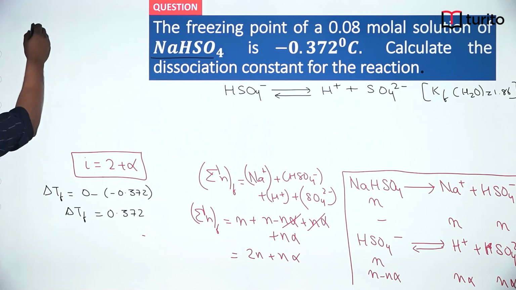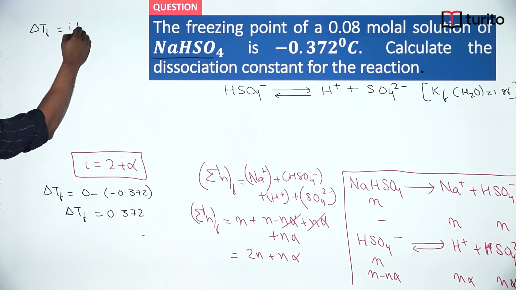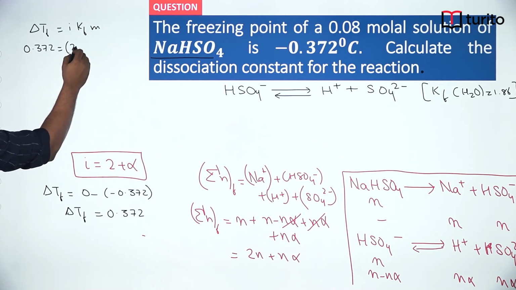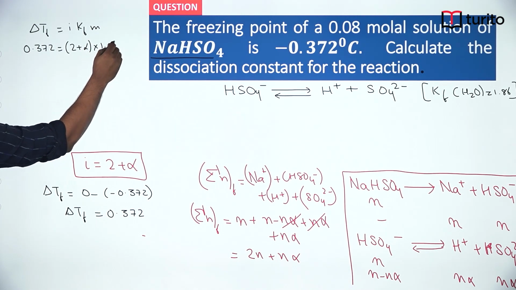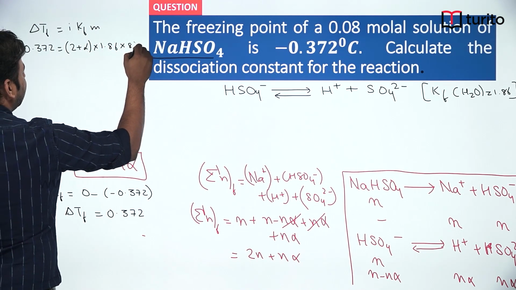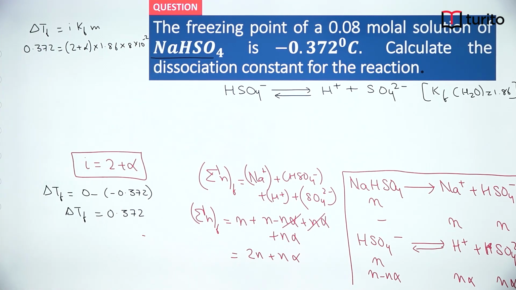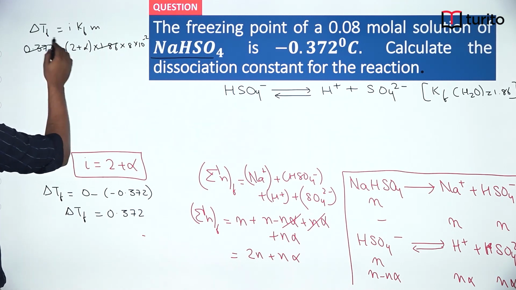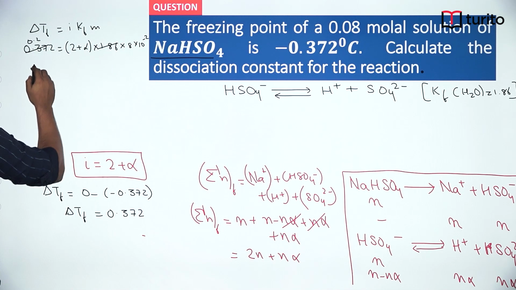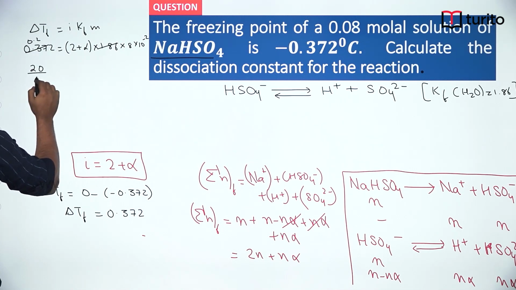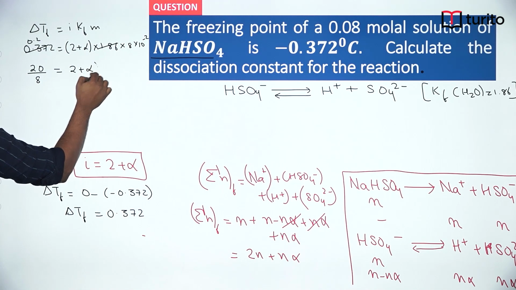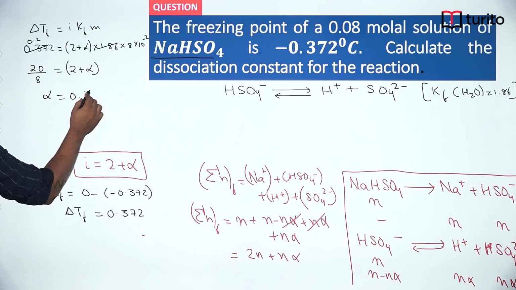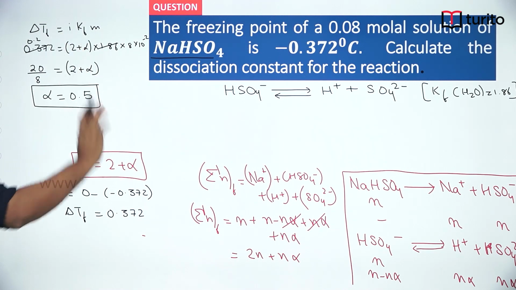Now we know that delta TF is equal to i Kf into m. So delta TF was 0.372, i was 2 plus alpha, Kf we know is 1.86, molality is 8 into 10 raised to minus 2. Hope these steps are clear to you. If you write this over, this will get cancelled out. This is 0.2. If you take that over here, this is 20 by 8 equals 2 plus alpha. 20 by 8 is 2.5. So alpha in this case is 0.5. Hope this is clear to everyone now.